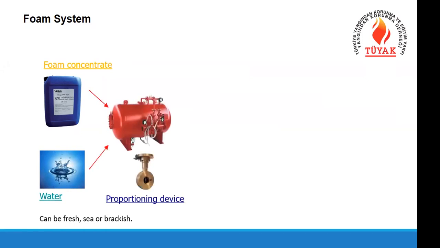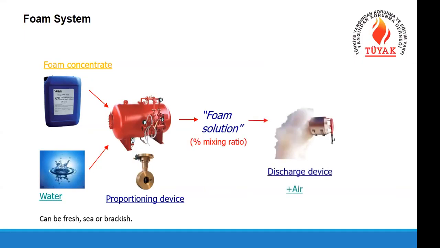So by using a tank and proportioner, we have a foam solution. The foam solution includes some percentage of foam concentrate and more water. For the 3% proportioning, we have 97% water and 3% foam concentrate. We keep this foam concentrate inside the tank, and when water passes through the proportioning device, it picks up the necessary amount of foam from the system, mixes with the water, and is sent to the discharge devices.